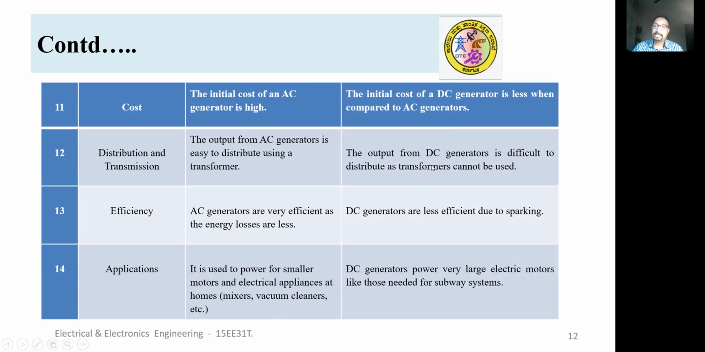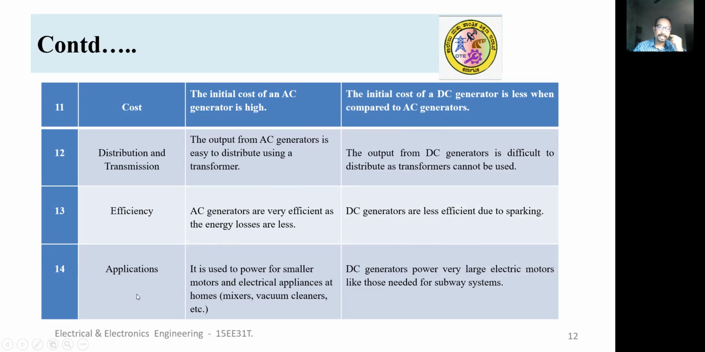Hence, the DC voltage produced by a DC generator is very difficult to distribute and transmit because we don't have a transformer. Next difference is the efficiency. Alternators are very efficient because of less losses. Why? Because we don't have the sparking across the brushes. So obviously efficiency will be large, whereas in case of a DC generator, efficiency is less because of the sparking.